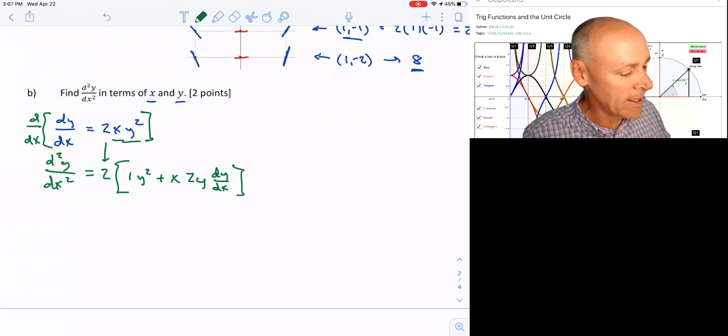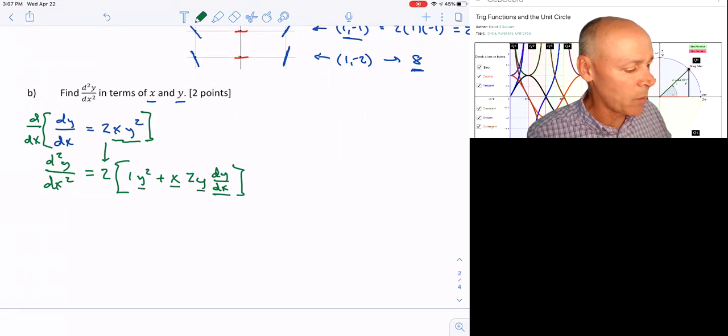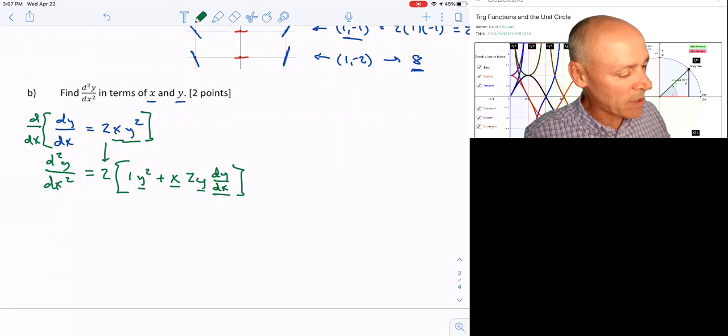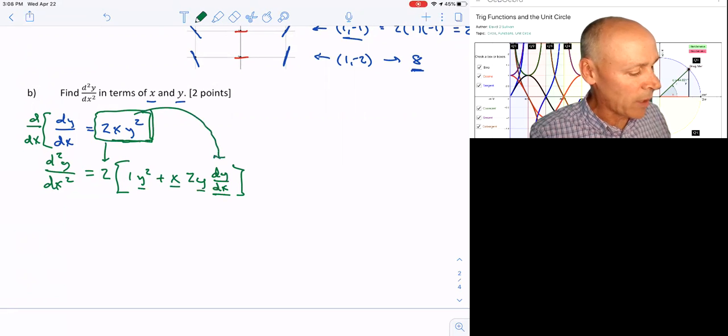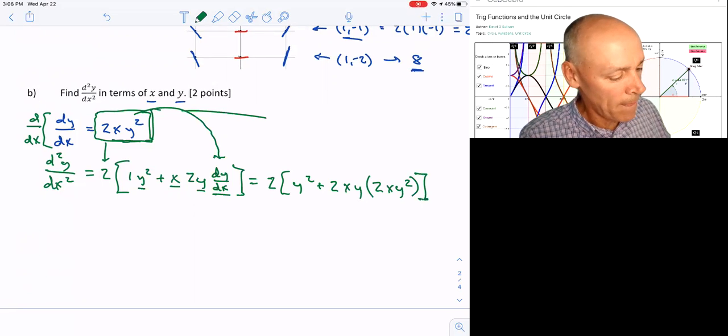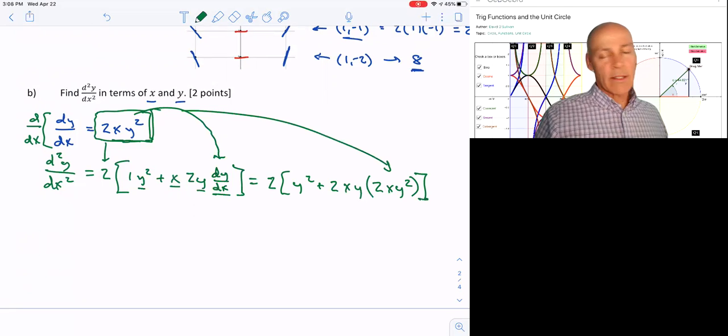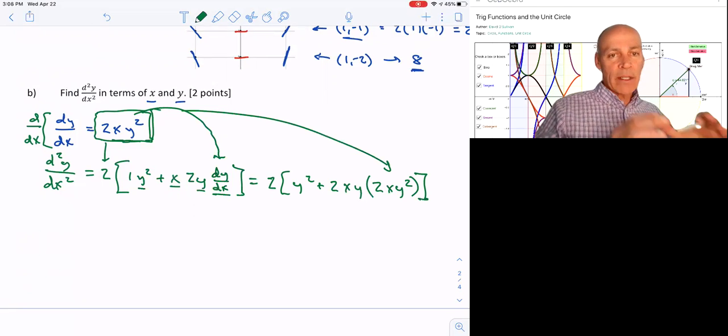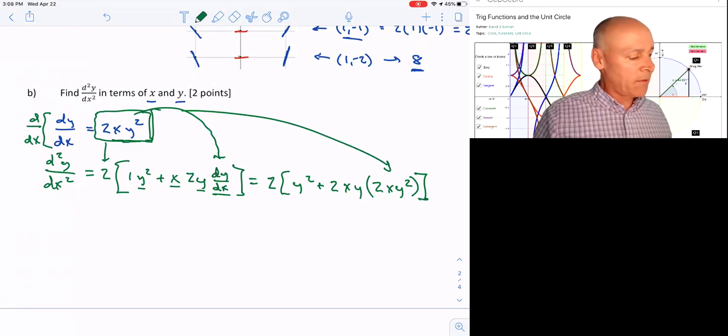Okay, not done. That would be the second derivative in terms of x and y and dy/dx. So what I've got to do is one more substitution. I've got to substitute the 2xy squared in for the dy/dx. I'm just going to rewrite that. 2 times y squared plus, I'm just going to bring that 2 out in front, 2xy, and then I'm just substituting in 2xy squared for the dy/dx there. Okay, so that's my second derivative only in terms of x and y.